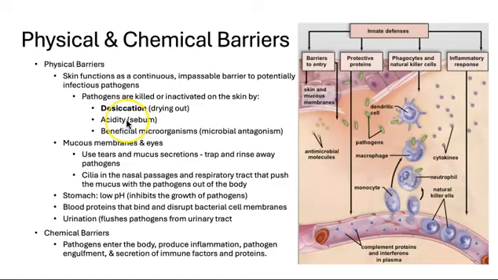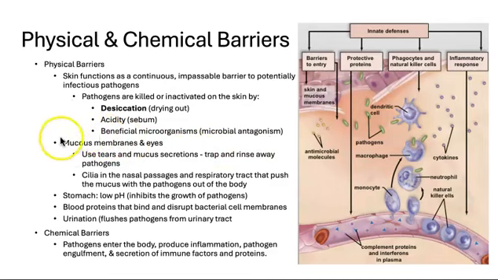It creates an acidic mantle that some pathogens cannot withstand. And we have beneficial microorganisms that can cause something like microbial antagonism, meaning that the microorganisms on our skin can coexist with us because they are helping us outcompete the pathogens. They take up real estate and prevent infection from taking place.